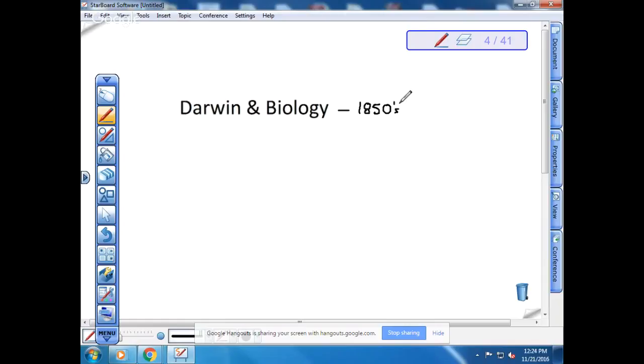In the 1850s, there were also some theories about species and groups of organisms. And so when we look at pre-Darwinian ideas about biology and life on this planet, the first idea is that species do not change. And this actually had kind of a funny name. It was called species fixity.